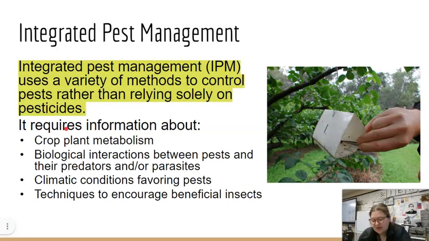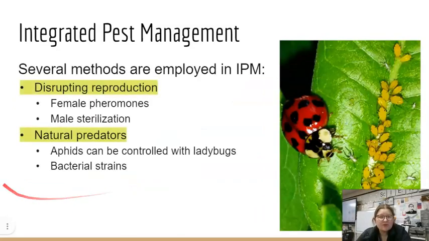All right, one of the specific alternatives to pesticides that we talked about was integrated pest management. It's also known as IPM, and it uses a variety of methods to control pests rather than relying solely on pesticides. It requires information about crop-plant metabolism, biological interactions between pests and their predators or parasites, climatic conditions favoring pests, and techniques to encourage beneficial pests. So there's several methods that are employed in IPM.